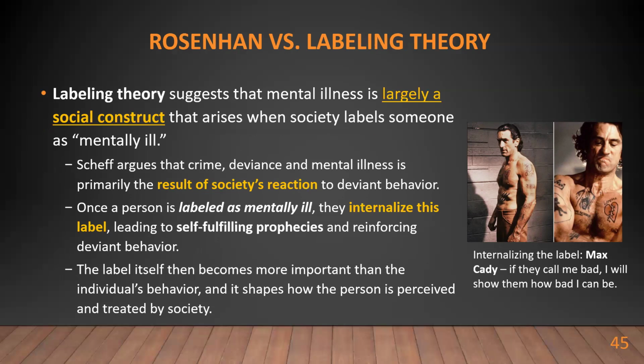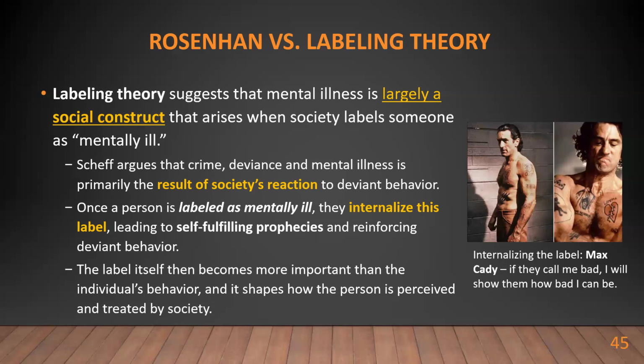Labeling theory says that mental illness is largely a social construct that arises when society labels someone as mentally ill. And labeling theory also includes crime, deviance, and other things apart from mental illness. So it's not just a psychiatric thing. So Scheff argues that crime, deviance, and mental illness are primarily the result of society's reaction to deviant behavior. And once a person is labeled as mentally ill, they internalize this label, leading to self-fulfilling prophecies and reinforcing the deviant behavior. That is depicted here, where you can see Robert De Niro in the role of Max Cady, a fictional character who decides to say that if you call me bad, if you criminalize me, I will show how bad I can actually be, and then he takes revenge, and so on. This is from the film Cape Fear, 1991.